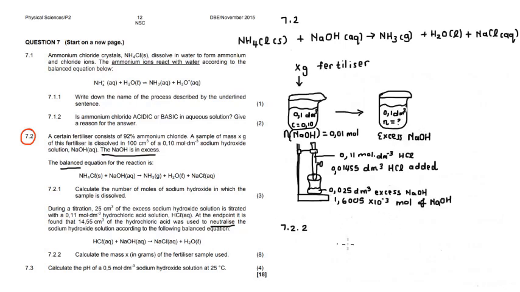So we can easily do that, right. So we just calculated now that we have 1.6005 times 10 to the minus 3 moles of sodium hydroxide in, you can use the decimeters cubed or the centimeters cubed, it won't really matter. I'm going to use the centimeters cubed, right? So this number of moles is in 25 centimeters cubed.